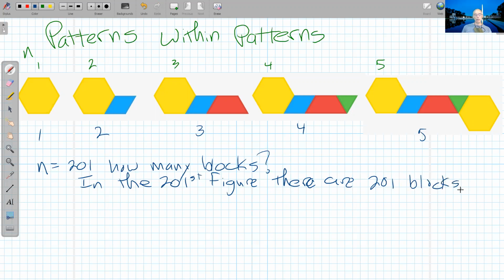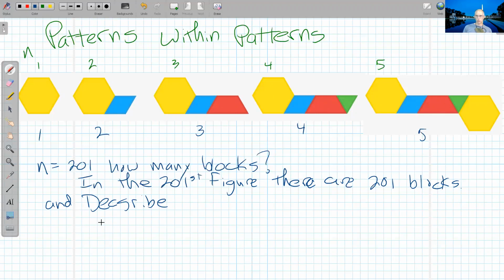All right, pretty easy. But then I have to describe it, let's say. So they say, okay, and describe that figure. Okay, that's where it gets more interesting. Well, the first figure starts with a hexagon and ends with a rhombus. The next one is hexagon, rhombus, trapezoid, then hexagon, rhombus, trapezoid, triangle, and then we start over. Hexagon, rhombus, trapezoid, triangle, hexagon.